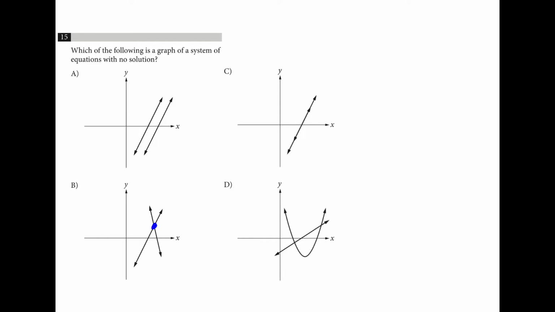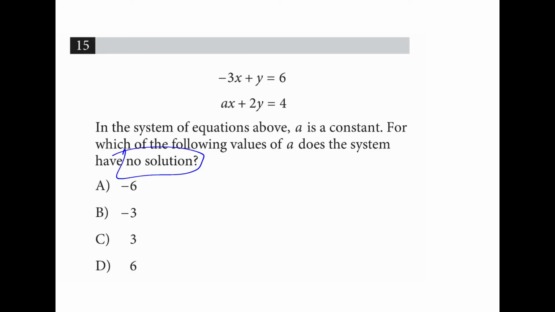There's a solution where these cross. This one has two solutions. These lines, these little arrows indicate that there's two lines on top of each other, meaning infinite solutions. A is the only one where there's no solution because the lines never cross. We're looking for no solution.